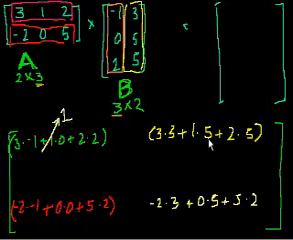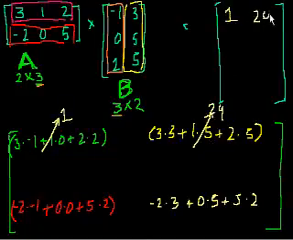So row 1, column 1: 9 plus 5 is 14 plus 10 is 24. This is 24. And then minus 2 times minus 1 is 2 plus 10. So this is 12. Right? That's 12. And then minus 2 times 3 is minus 6, plus 0, plus 25. So minus 6 plus 25 is 19.